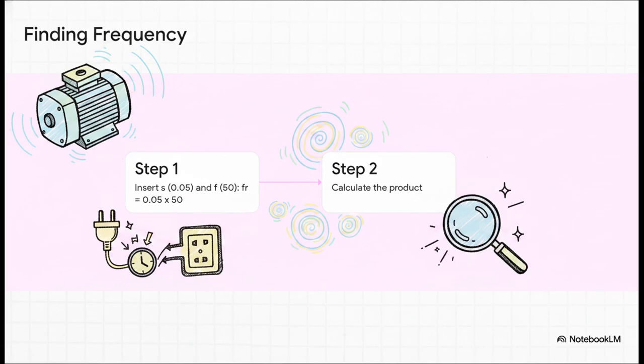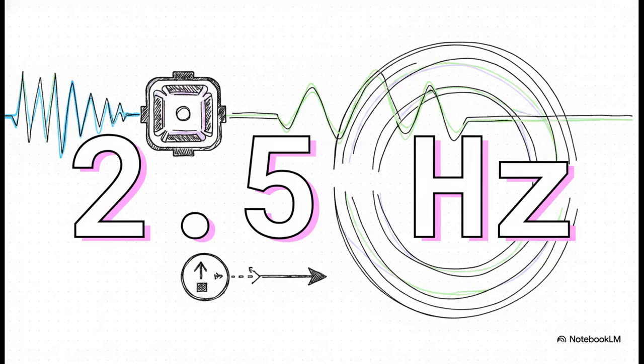Let's keep the momentum rolling and knock out this calculation. Step 1, we plug in our data. Our slip, S, is 0.05. Our supply frequency, F, is 50. So, Fr equals 0.05 times 50. Step 2, we just multiply them together. And there you have it, 2.5 hertz. Punch that in as answer number 2.